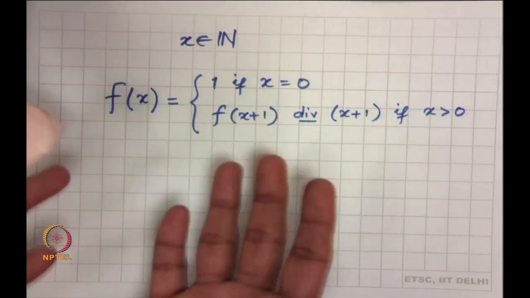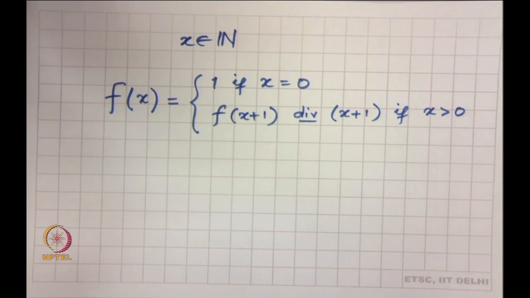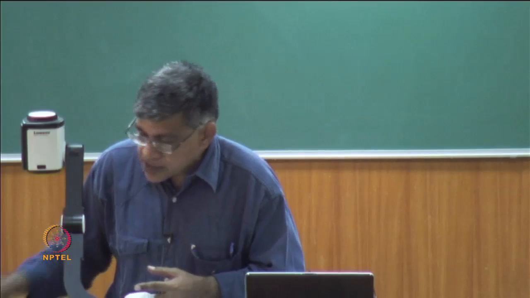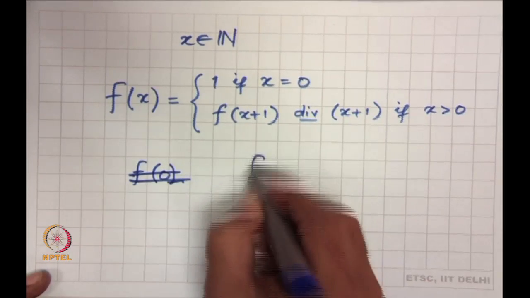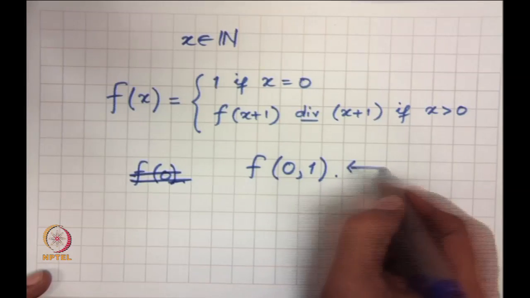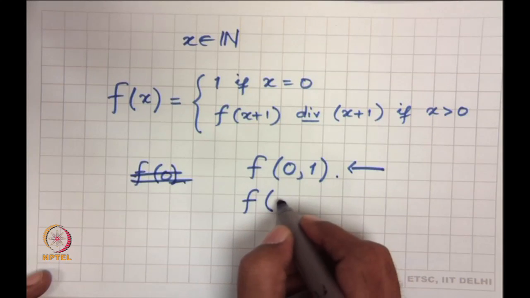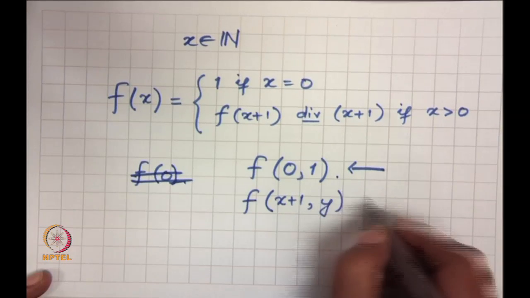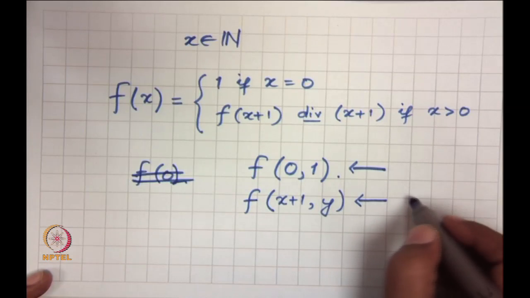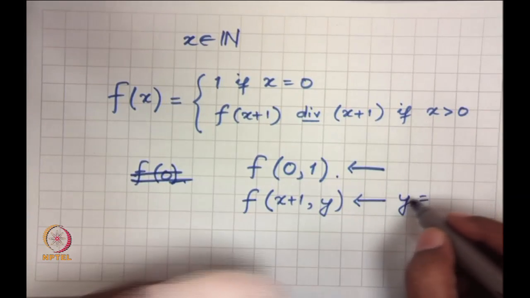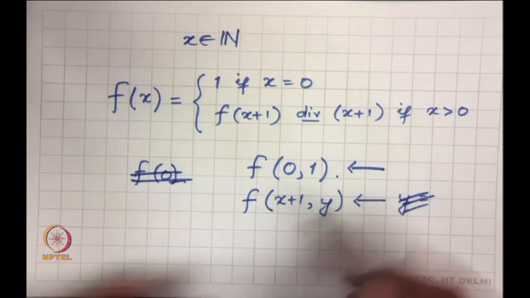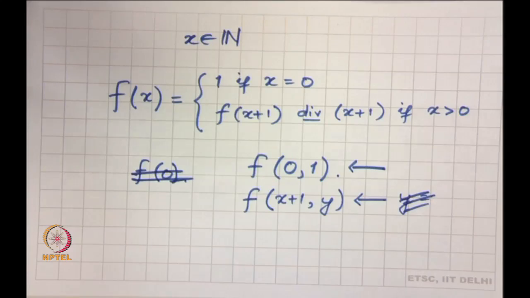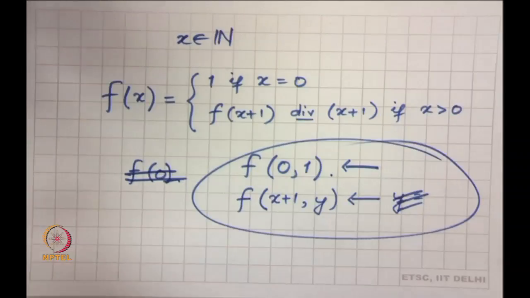Now, there is absolutely nothing that prevents you from taking a functional definition like this and converting it into a relational definition. If you convert it, then I will essentially have two facts. One is f of 0 comma 1, and the other fact is f of x plus 1 y, if something, which will have to be written out in some complicated way. But the point is, any functional definition can also be converted into a relational definition. But because it is not inductive, this logic program will never get you anywhere.